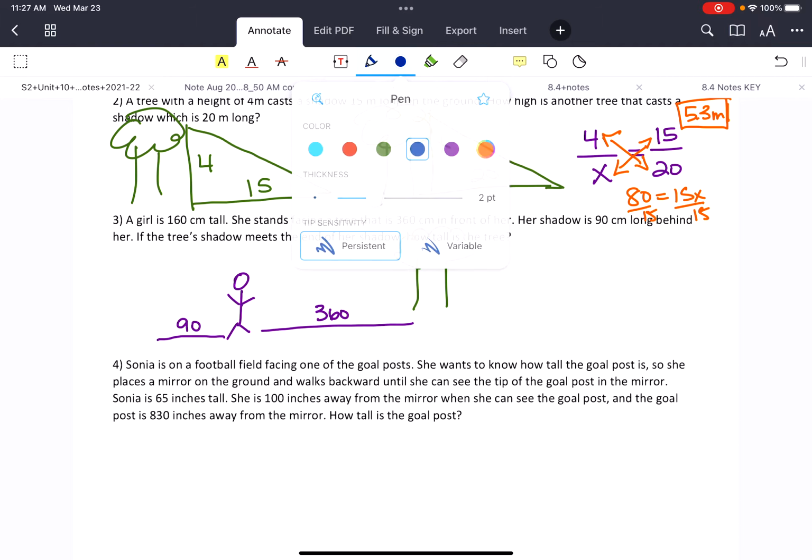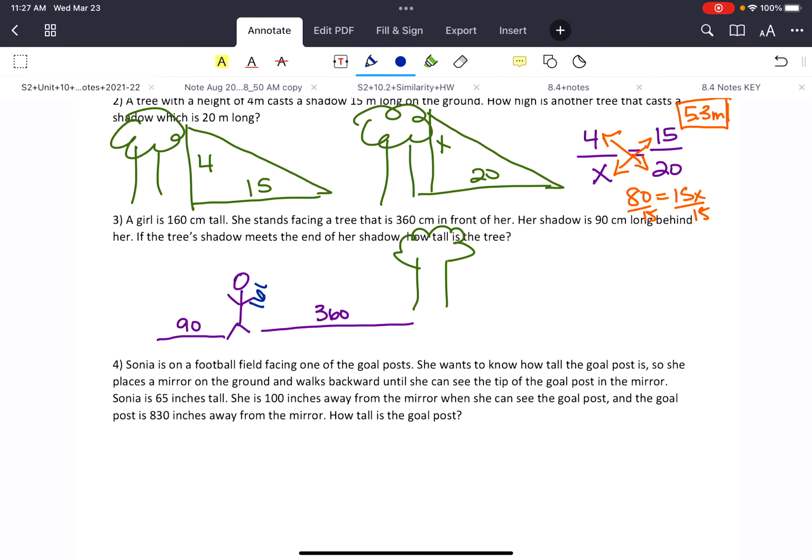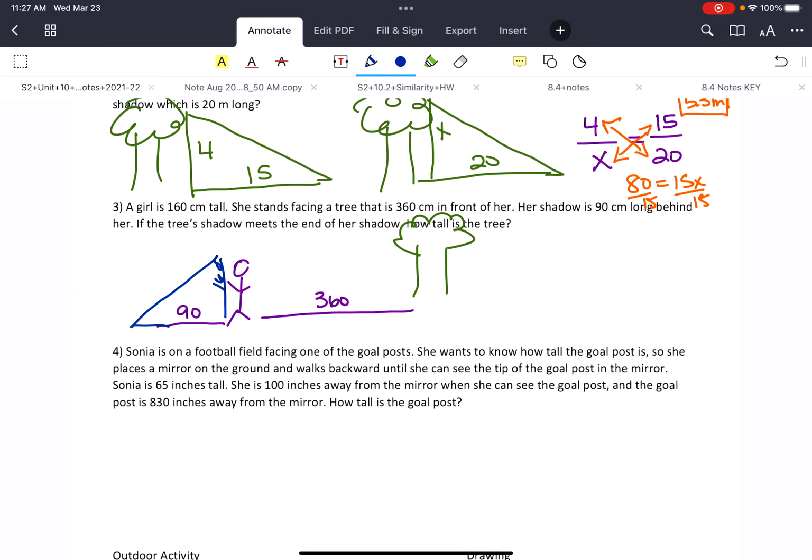Okay, and she is 160 tall. Well, that's a little confusing. Let me put it on the other side of her. She's 160 tall. So we have 160 and 90. And we want to know how tall is the tree.